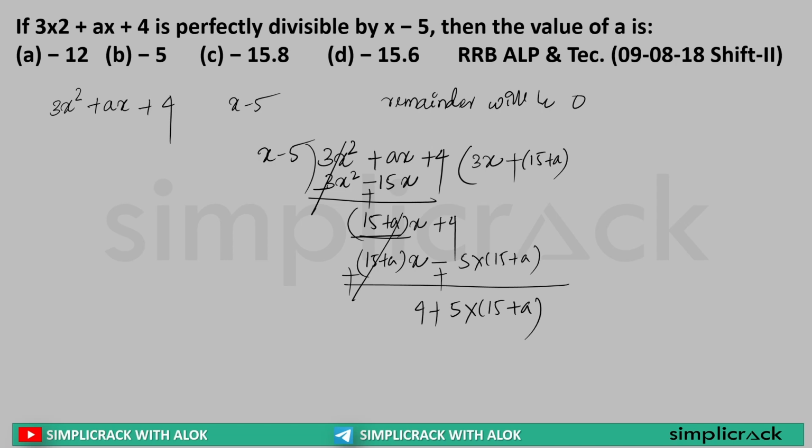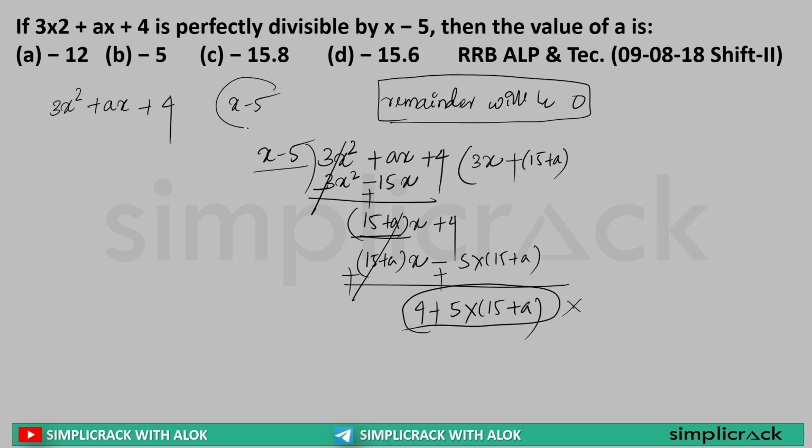Now understand this. What I told you in the very beginning: if it is perfectly divisible by x minus 5, that means what? Remainder will be 0. Now, this whole thing should be 0. Otherwise, this thing should not come. If this thing is coming, that means what? If there is a remainder, that means it is not completely divisible by x minus 5.